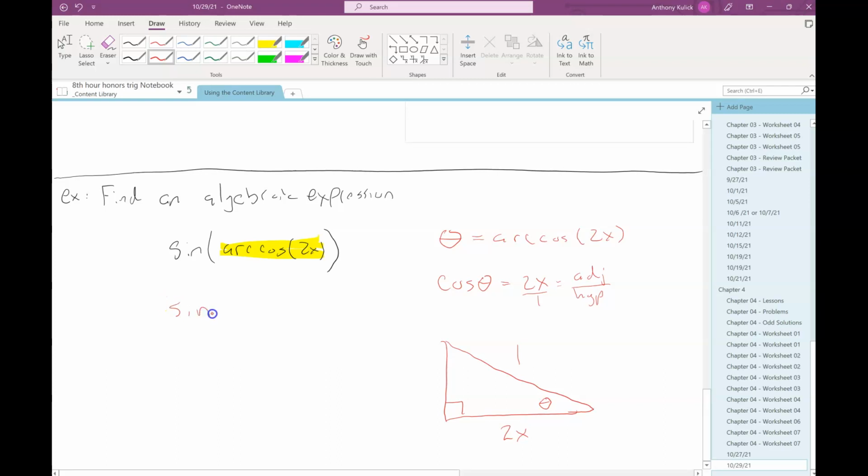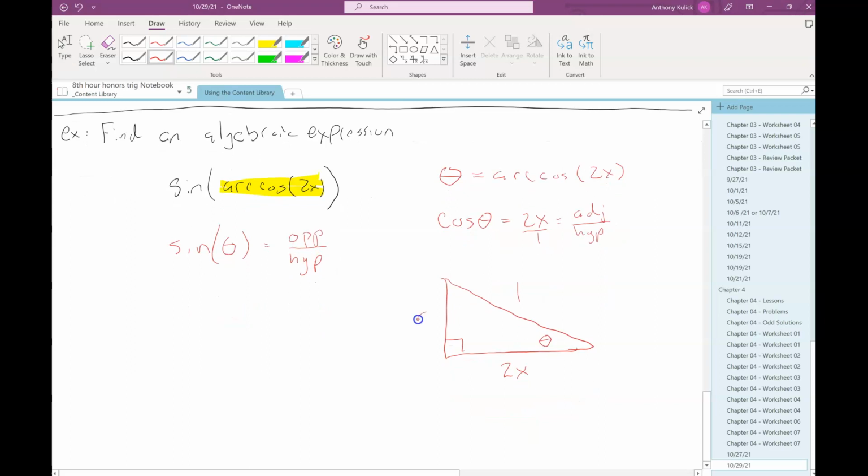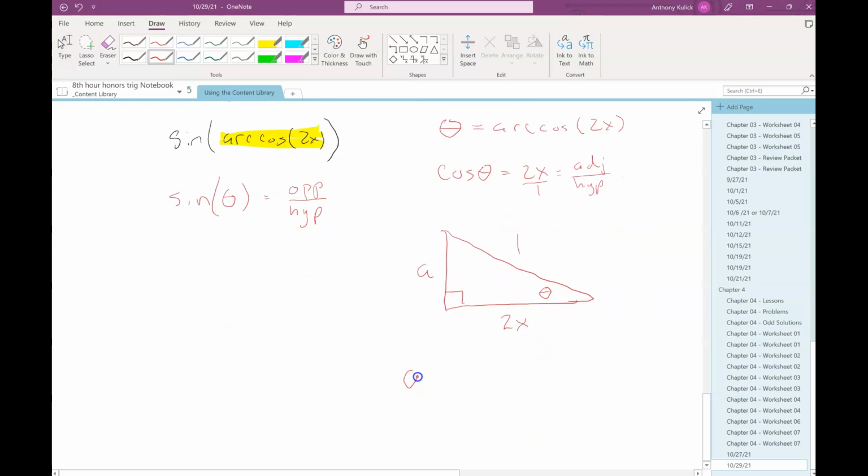So if I want to do sine of theta, I'm going to look at my triangle and go back to my right triangle definition for sine, which is opposite over hypotenuse. But I don't have the opposite side of this triangle. How could I find it? Sydney? Pythagorean theorem sounds great. I'm going to call that side A for the time being.